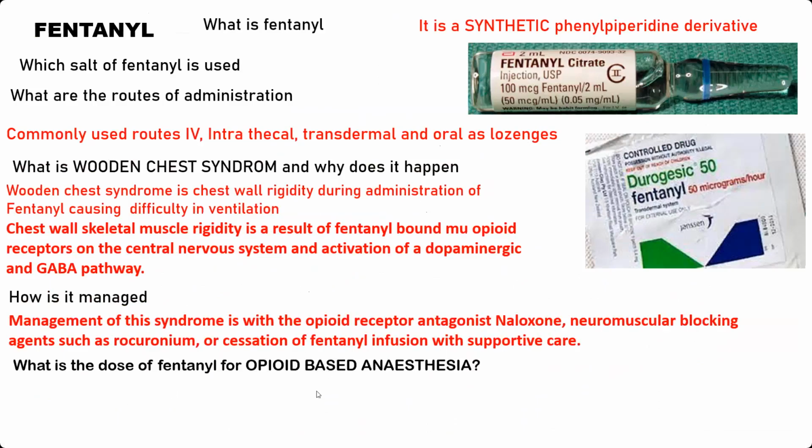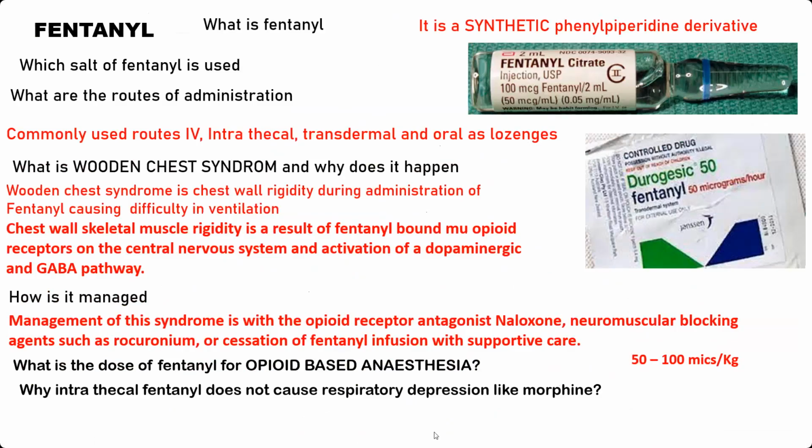What dose of fentanyl for opioid-based anesthesia? Supposing you want to do a cardiac case, you want to do it as an opioid-based anesthesia. Normally, you give how many micrograms per kg body weight? Normally 1 to 2 mics per kg IV. Very good. But if it is opioid-based, what is the dose? 5 to 10 mics per kg IV. 50 to 100 mics per kg. Very, very heavy dose. Okay, and this is the dose at which you may get this wooden chest syndrome. Okay, especially if you give it very fast. So it is a very high dose that is given mainly by cardiac anesthetists, not the regular people.